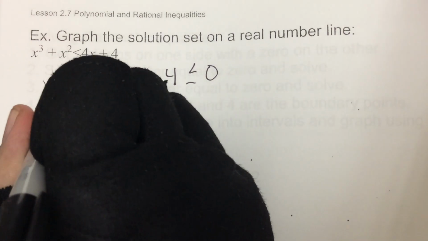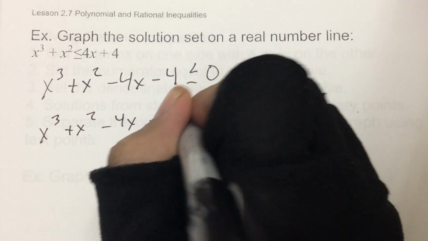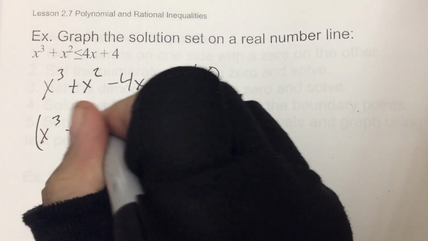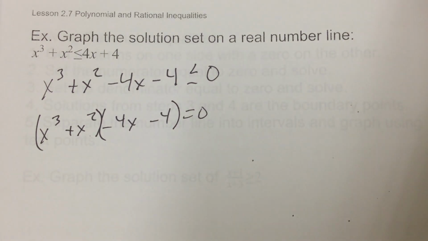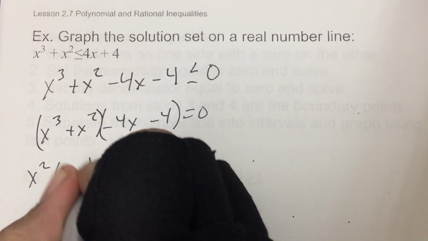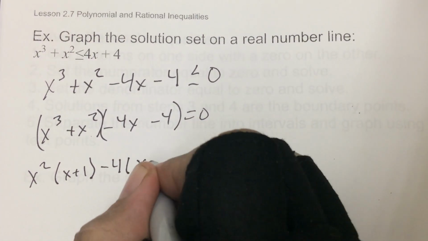If we have this set equal to 0 now, we would solve. With 4 terms, we're going to look for grouping and see if that will work. For the first two, we can pull an x squared out, and we would have x plus 1 left. For the second set, we would pull a negative 4 out and have x plus 1 left.